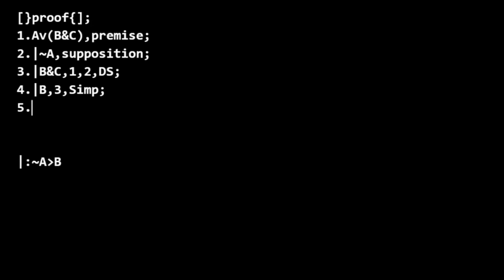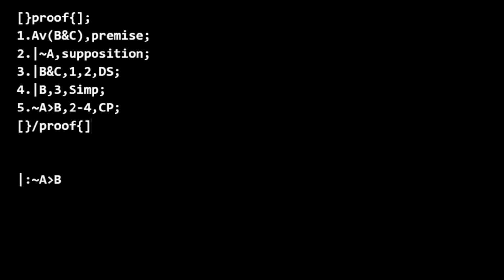And we have just proven, given the premise, that if not A is true, then B is true. And that comes from lines 2 through 4. Conditional proof. And we are done.